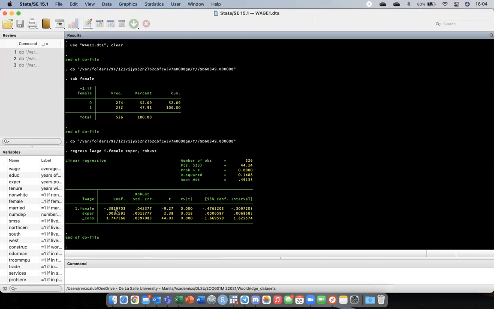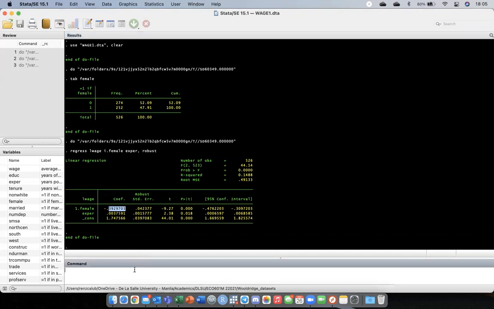So this means that at the baseline when female is zero, this is your dummy variable. If female is zero, if all respondents were male, their average wage would be at 1.75. Right? The average log wage would be 1.75. But if the respondent is female, that average, which is 1.75, would be deducted by this coefficient estimate, which is 0.39.